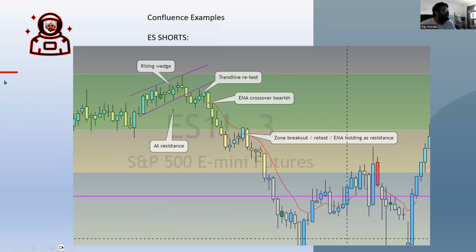All right, so these are the ES shorts. Let's go ahead and start. This is a pretty beautiful trade. So we're coming up into resistance, right? We're coming up from down here, we're into resistance now, and we're catching resistance. So automatically, I'm thinking short, because now that we're in resistance.